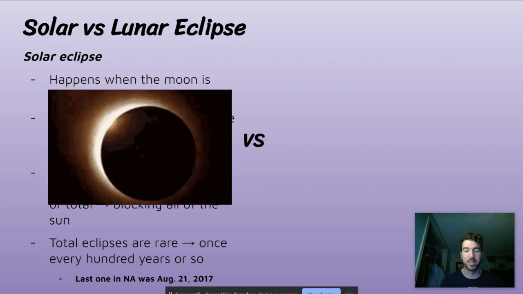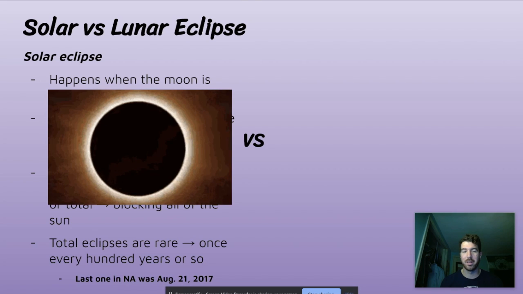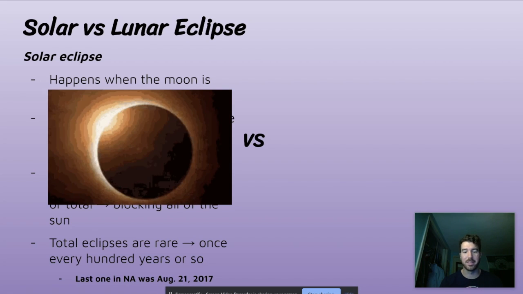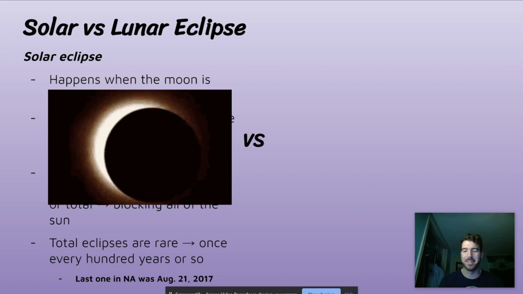So next time one comes around, make sure you know ahead of time and grab your pair of solar eclipse glasses, because around eclipse time they're pretty hard to find. I know last eclipse I tried to find some last minute and they were nowhere to be found, so make sure you don't make the same mistake I did.